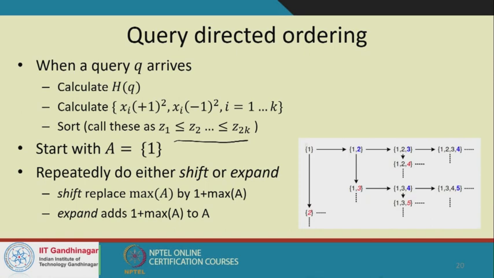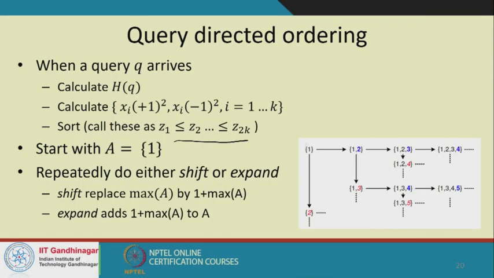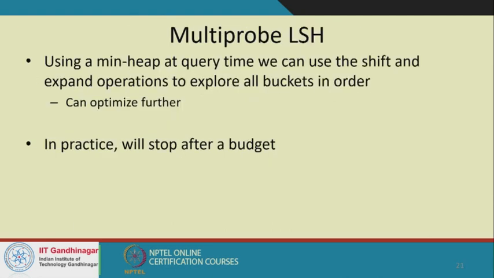So we could define a search procedure in which at every step we either replace the max value with the next max value, or we augment the set with the next max value. This gives us a way to search through all the possible buckets. We first search bucket 1, and then we either search bucket 1 or bucket 1 2 together, and so on and so forth. In practice, we have a query time budget, and we stop after that.